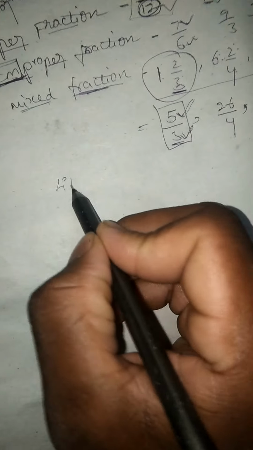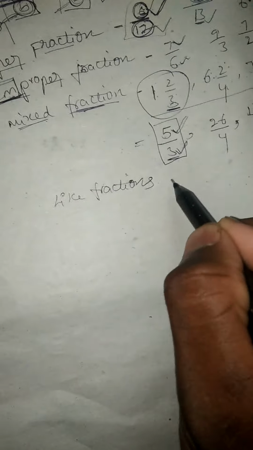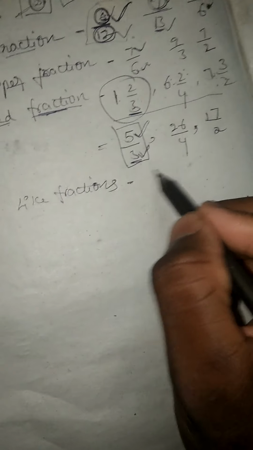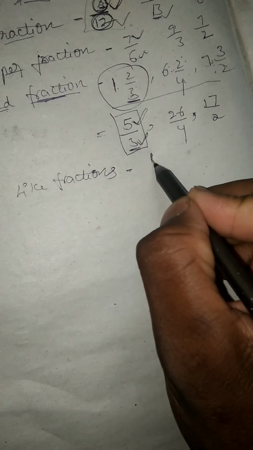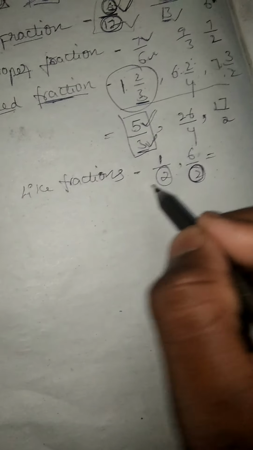By this method. Now comes to the like fractions. Like fraction means the denominator is same in both fractions, then it is called as like fraction. Here 1/2, here 6/2. In these two fractions there is a denominator 2, so it is called as like fraction.